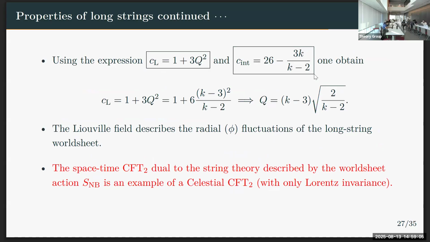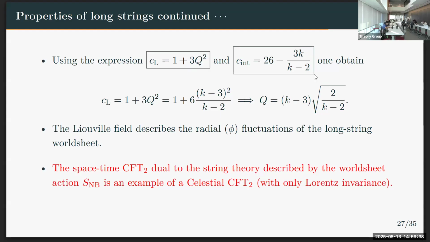So the way this is calculated is that the matter field should have the total central charge equal to 26, so that the ghosts can cancel it if they have minus 26. So from there, we get C_int as follows. And now you put the two of them together, and then you get Q equals (k minus 3) over (k minus 2).